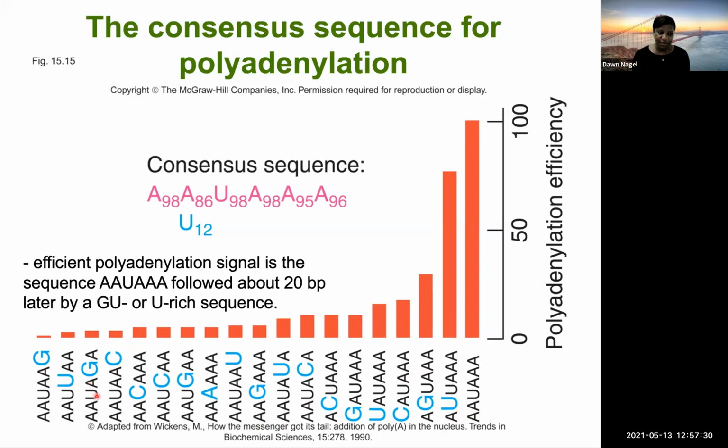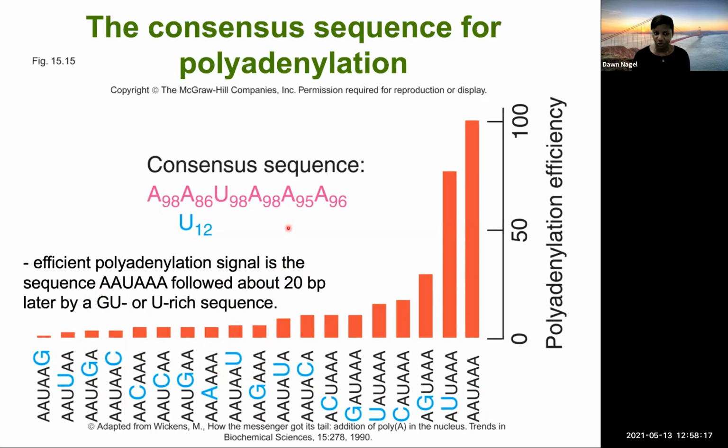And you might think, okay, you can probably find this sequence somewhere else in that RNA, right? Not necessarily at the end. What is also important is not just having this particular set of sequences, but it also needs to be followed by about 20 base pairs later by this GU or U-rich sequence. Okay, so the combination of this particular polyadenylation signal and this GU or U-rich sequence is what really adds specificity to where that polyadenylation site is and where you're going to have something cleaving.